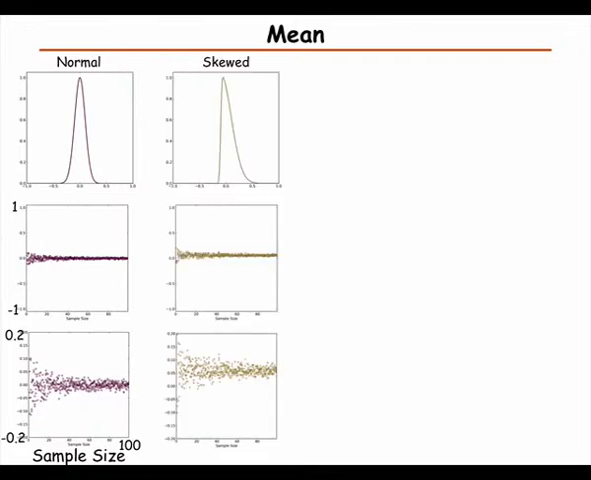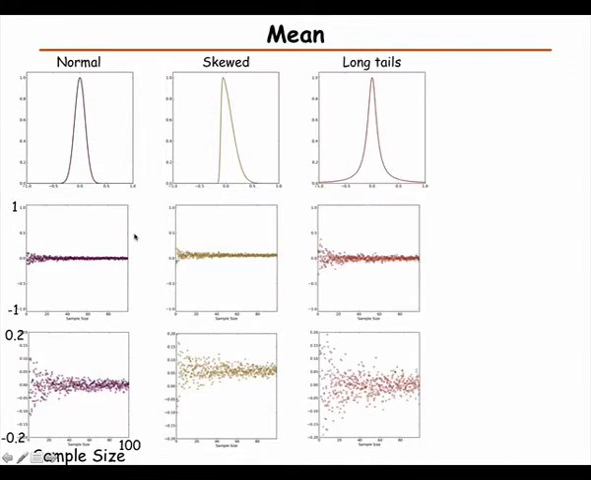So then if we look at the skew distribution, it looks rather similar. Again, it's not centered around 0 exactly, so it's a little bit shifted, but otherwise the spread of the mean is very similar to the normal distribution. But if we go to the one with the long tails, as expected, we get a much bigger spread than we would get for a normal distribution.